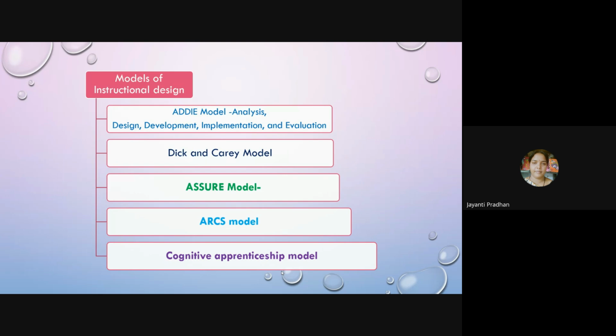After the discussion, you will get a holistic idea about models of instructional design. So in my class, I want that you will know that there are 5 models of instructional design: ADDIE model, Dick and Carey model, ASSURE model, ARCS model, and cognitive apprenticeship model.